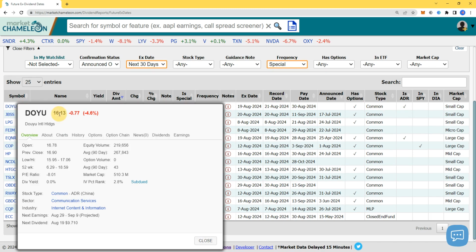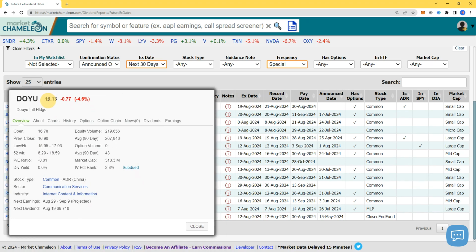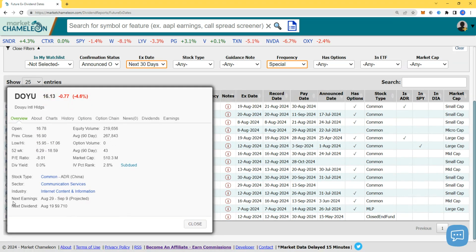And if you click on the stock, on the details in here, it will tell you the price, which is about 16 bucks, down almost 5% yesterday. And they're doing a special dividend of about 10 bucks, which is, I don't know, 60% of the company. Next dividend says here, August 19, 9.71 dividend. Next earning, August 29 to September 9 projected. Okay, it's a Chinese Twitch or something I remember from a few years ago.